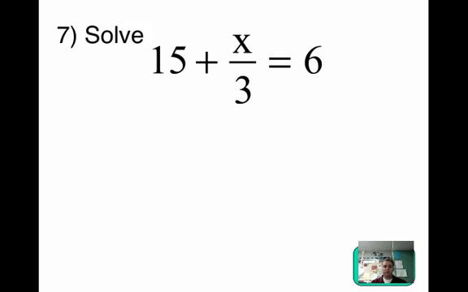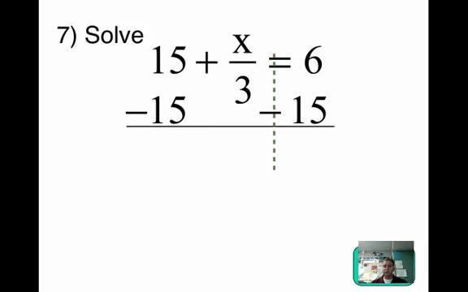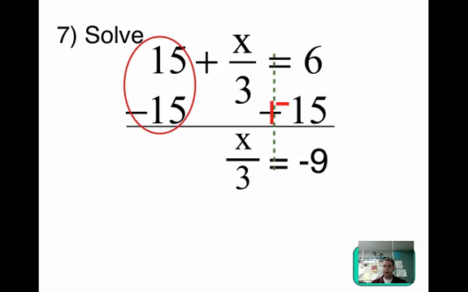Number 7, 15 plus x divided by 3 equals 6. Go ahead, try this problem on your own, and then come back. So they've got a 15 there. Don't look at behind, although in this case it doesn't matter. Look at what's in front of the 15. Nothing. That means it's a positive, so we are going to subtract 15 from both sides. That zeroes out. I would change the signs here, so I've got a 6 plus a negative 15. That's going to give me a negative 9.